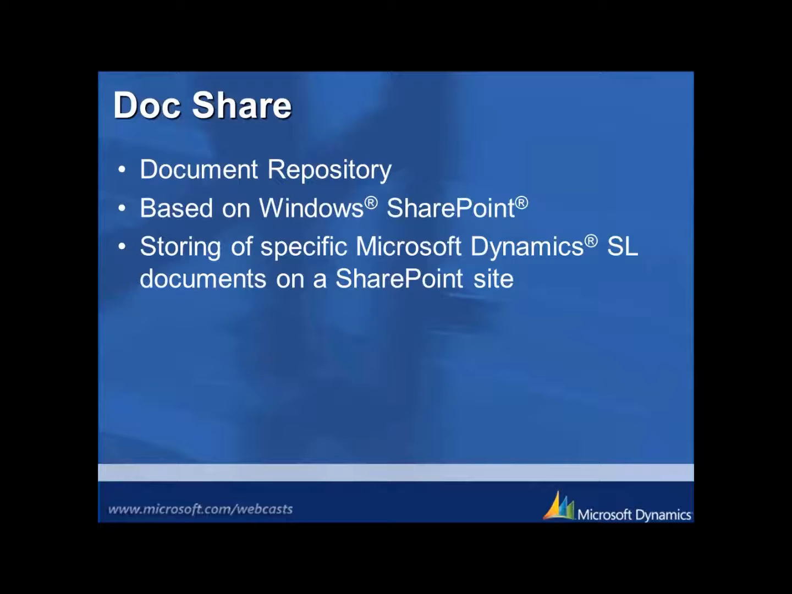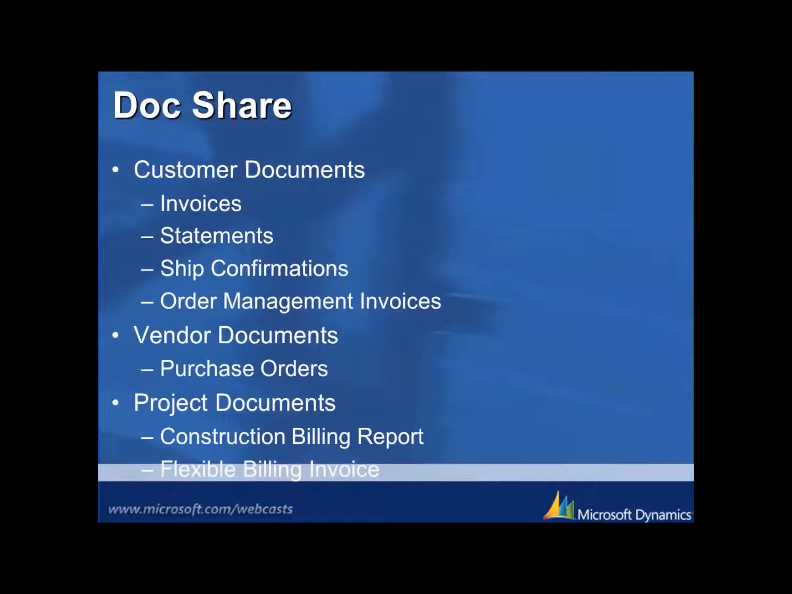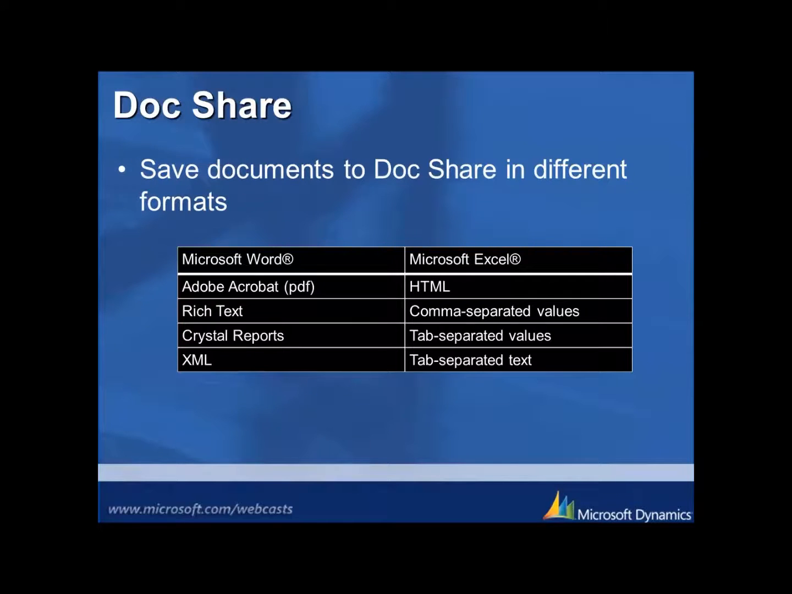In this case, we're using a technology that you've probably heard of called Windows SharePoint technology. It can be used for a myriad of different reasons, from a help desk location to a document repository, which is really what we're using it for in this case. So we're going to be able to take specific documents that are in SL and automatically upload those to a SharePoint site. Now, what are the type of items?